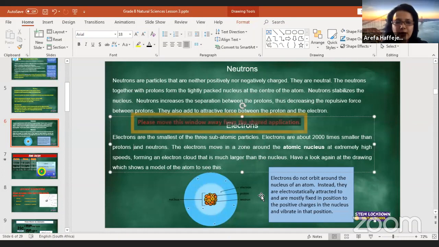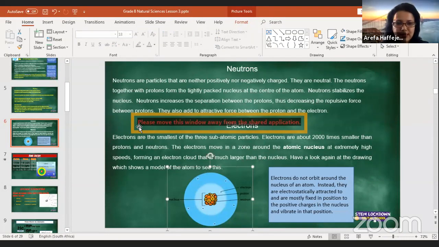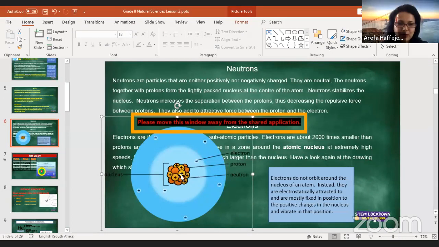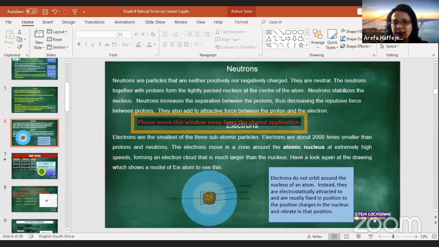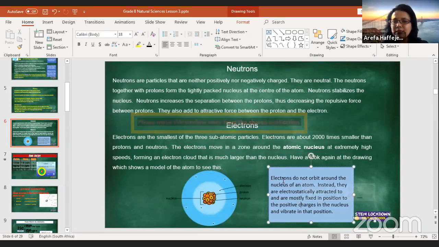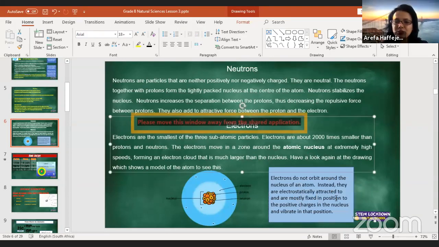And if we look at the drawing again, I'll make it bigger for you so you can see. These electrons move around this nucleus at an extremely high speed, and because they're moving so fast, it forms a cloud around the nucleus. Now, it's very important that you understand, if we look at this box over here, that electrons do not orbit around the nucleus of an atom. Instead, they are electrostatically attracted to, and mostly fixed in position to, the positive charges in the nucleus and vibrate in that position.